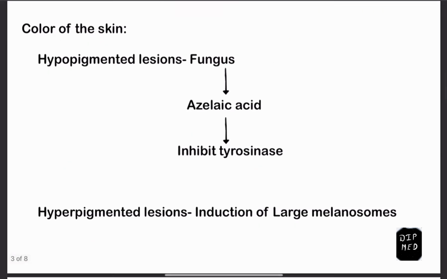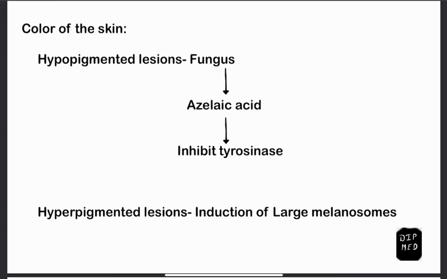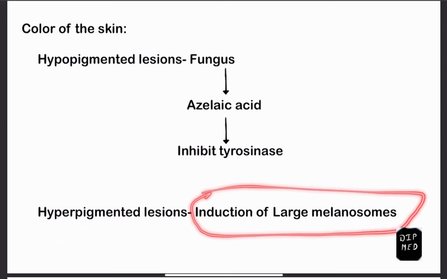In the color of the skin, the hypopigmented lesions are because of an acid produced by the fungus which is called azelaic acid. The azelaic acid will inhibit the enzyme tyrosinase, resulting in hypopigmentation. And the hyperpigmented lesions are due to induction of large melanosomes by the fungus.